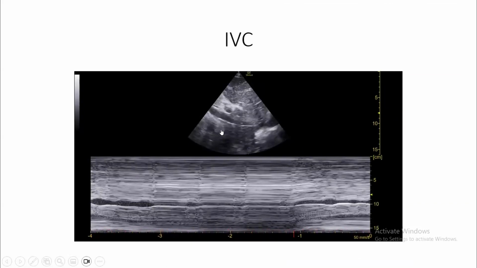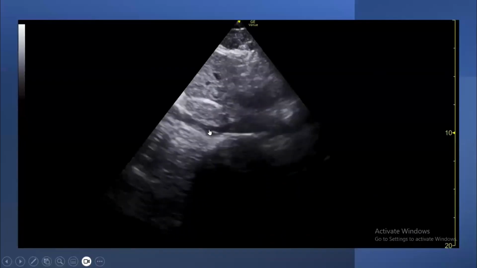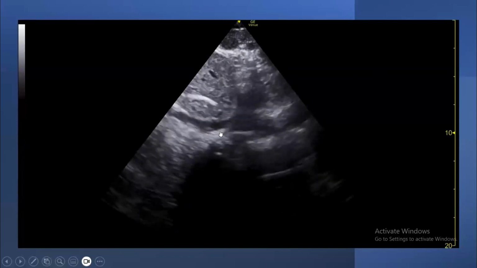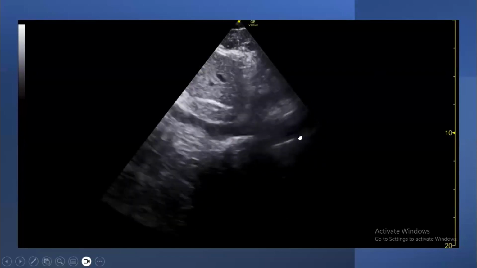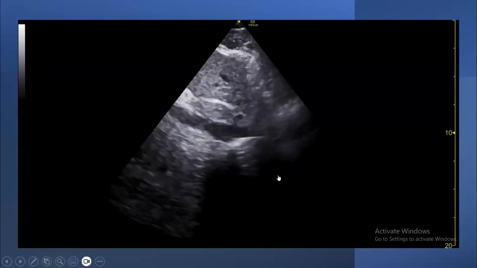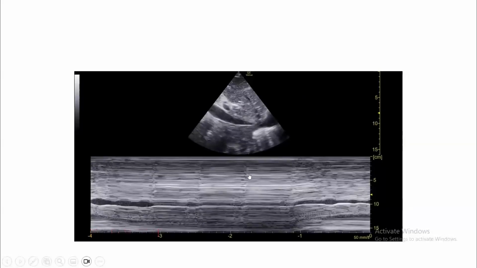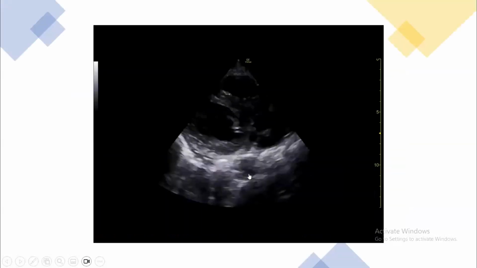How about this patient? Also, IVC, this is normal IVC. It's collapsible with inspiration, right? With inspiration collapsible and normal volume, depending on his blood pressure. I'm measuring here.